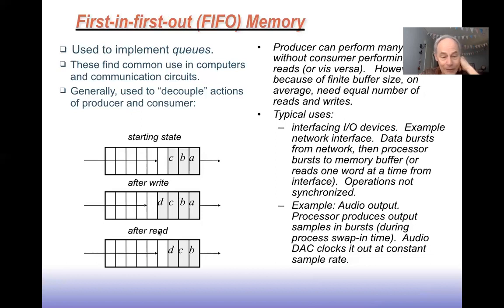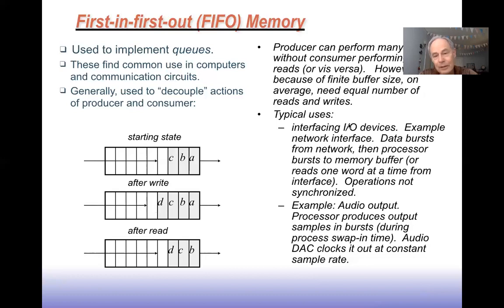And you can see then after a read, we get into this state here where the A is read out on the side here. And the next read would read B, the next read would be C. But anyways, after the A read, the FIFO would be in this state here. So it looks like the data is shifted to the right as we read it and we fill in on the left side.